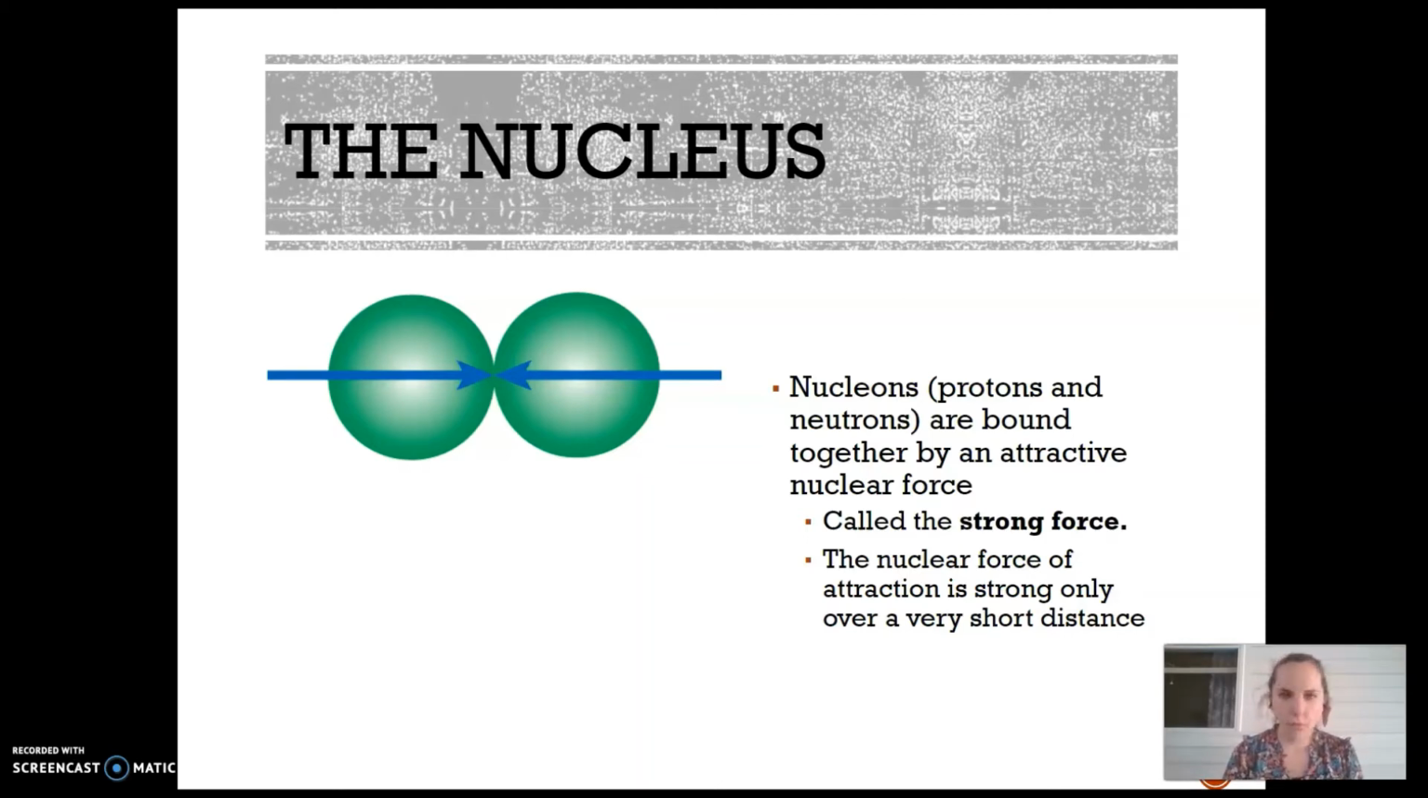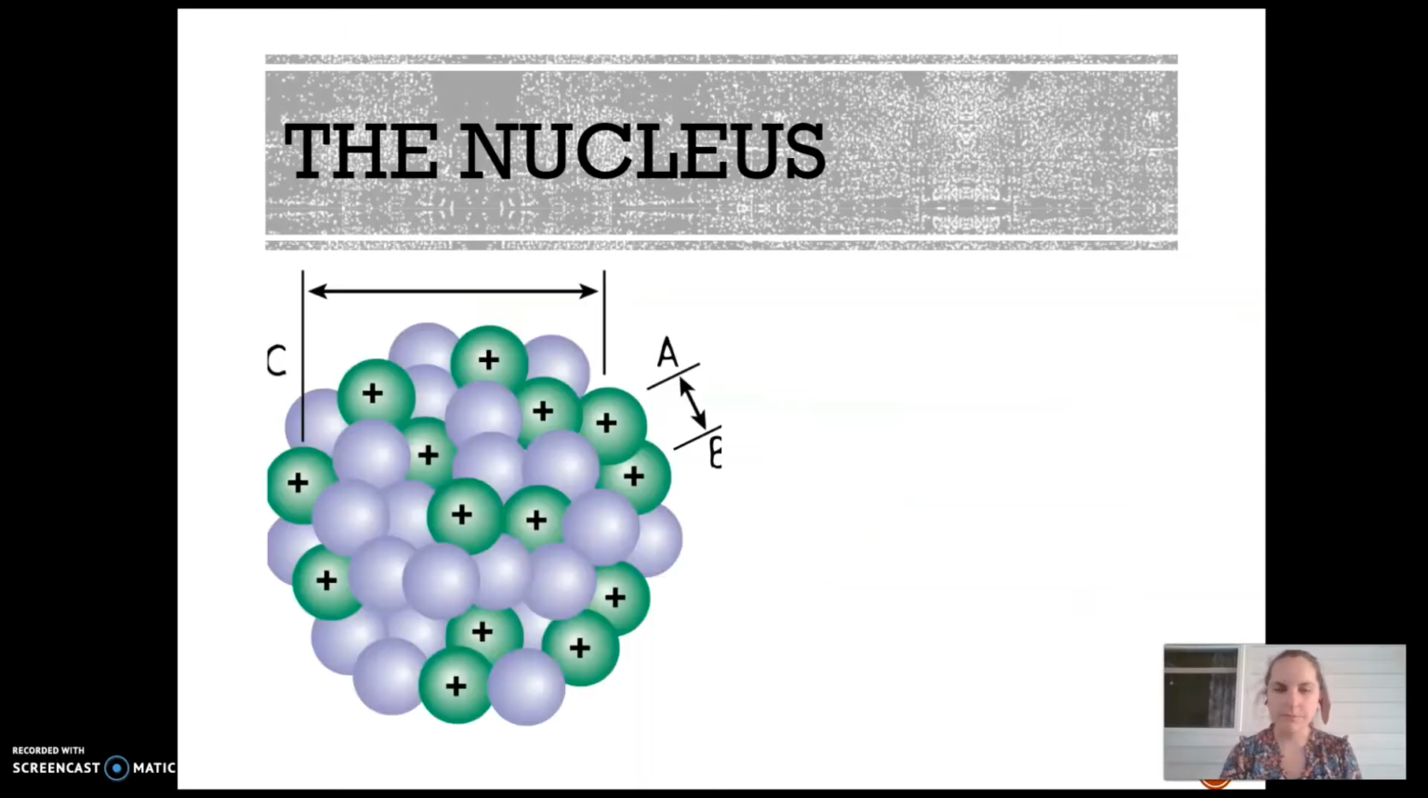The force that is bonding them together, we call the nuclear strong force. The nuclear force of attraction is strong only over a very short distance. Go back to our ideas of electric charges: as we increase the distance between those charges, the force decreases. Kind of the same idea here with our nuclear strong force. If we were to separate a proton and a neutron even a little bit, then there's not going to be as strong a force as there was previously. It depends on the distance between them, and it has to be a really short distance.